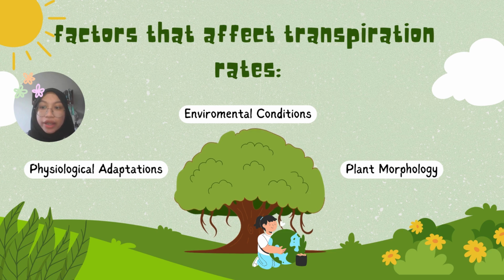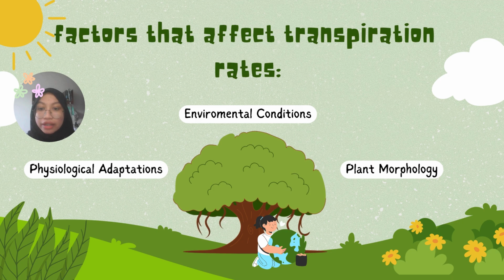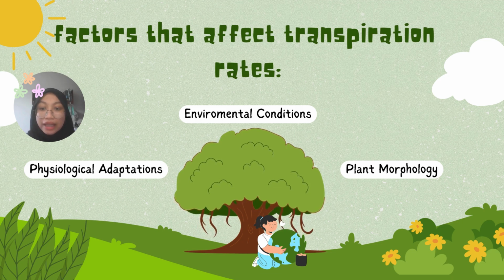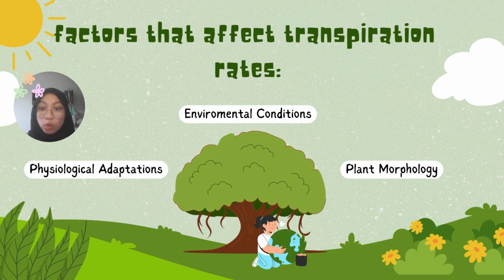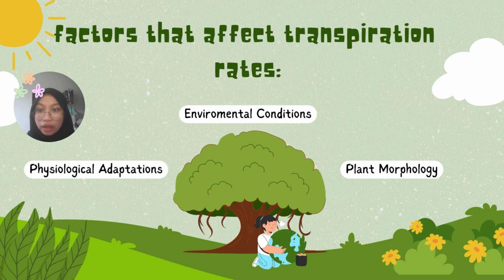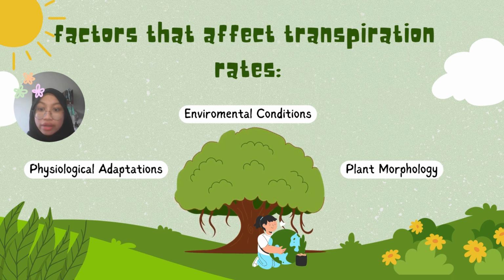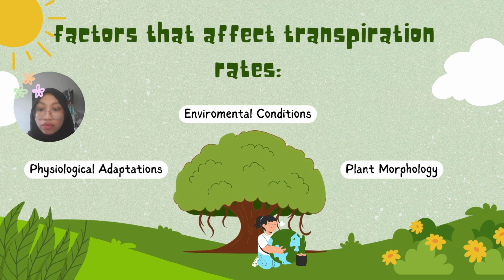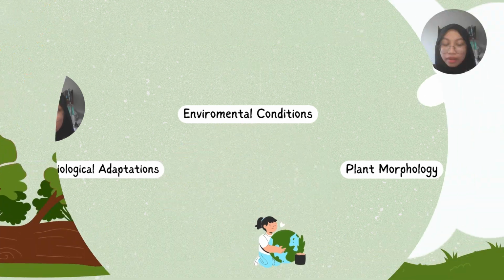Today, I'm going to explain the various factors that affect the transpiration rate. As you may know, transpiration is the process by which water vapor is lost from plant leaves, mainly through the stomata. So let's dive into the three key areas, which are environmental conditions, plant morphology, and also physiological adaptation.